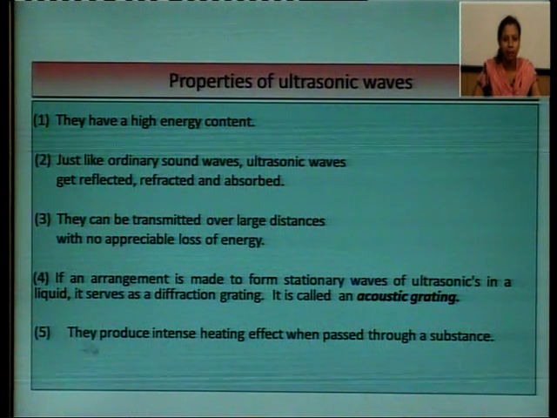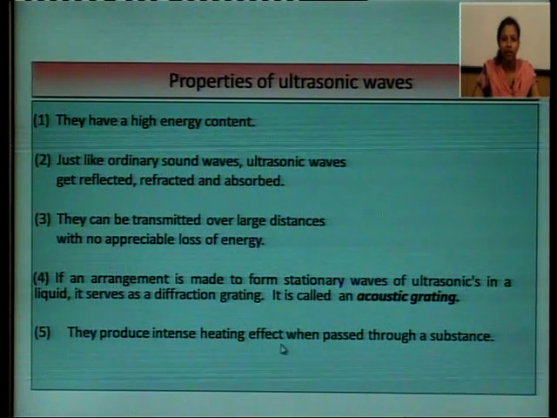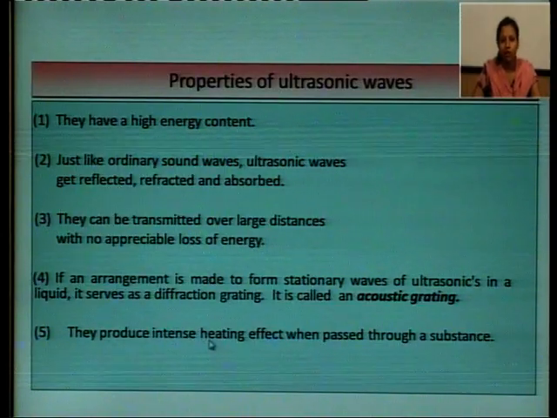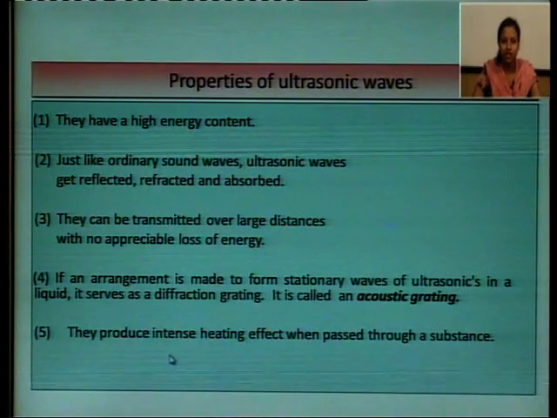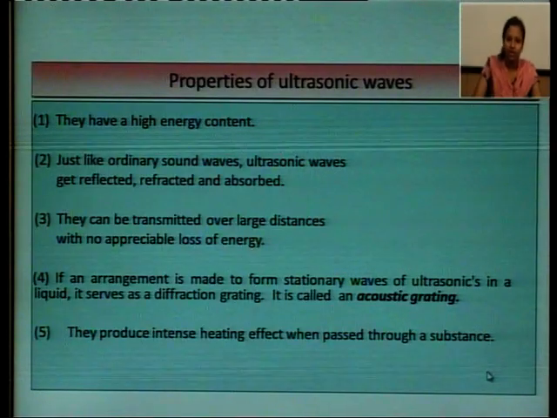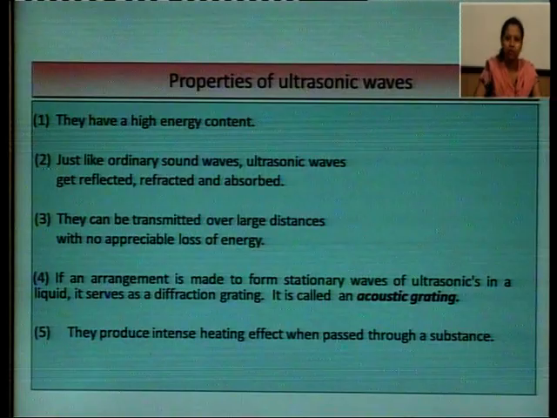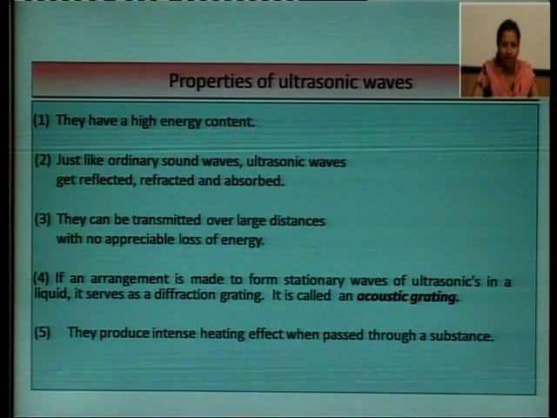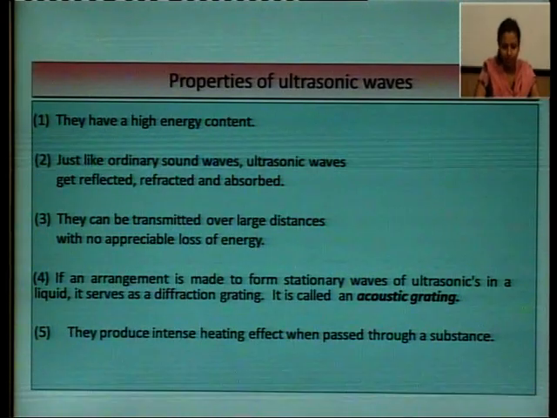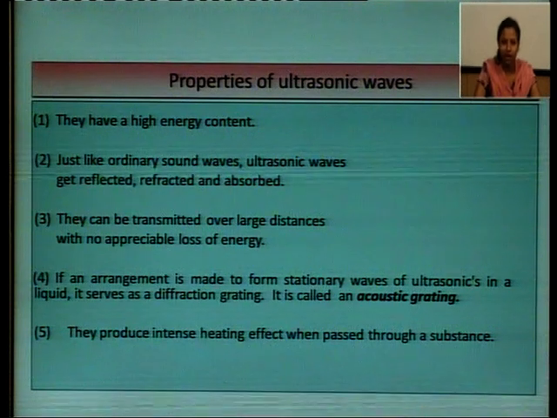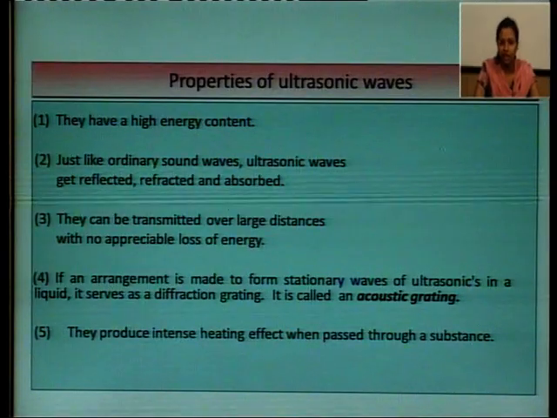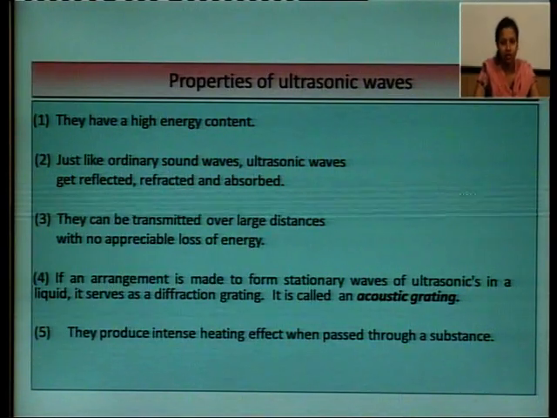Last property: they produce an intense heating effect when they pass through a substance because they have more energy. They are similar to infrared rays because those are also very high frequency waves and also produce a heating effect. They are not as high in frequency as the visible range, they are less, but they produce the heating effect compared to the ultrasonic waves.